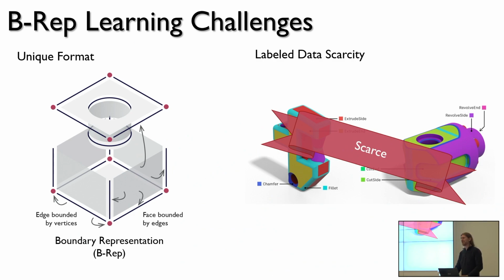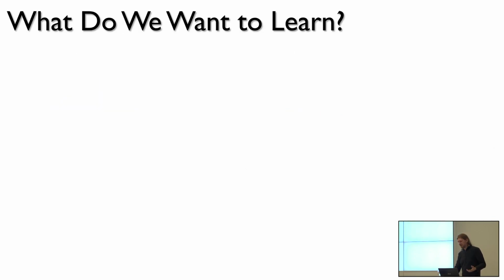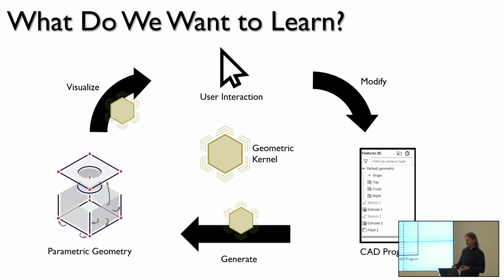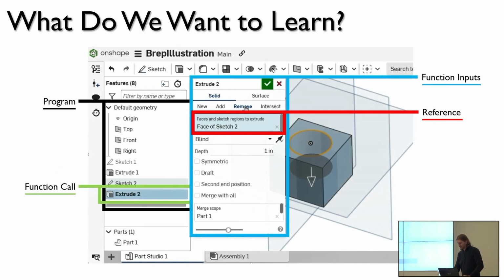But first, if we're going to discuss how to learn on BREPs, we really need to figure out what we mean by learning on BREPs. What do we want to learn? So let's remind ourselves of our typical CAD workflow. A user interaction modifies a CAD program that generates parametric geometry to be further interacted with. And we drill it down to the interaction. The point of contact between the user and the program is always in choosing and composing references. So when we want to hook into this workflow, what we really want to do is learn how to reference.